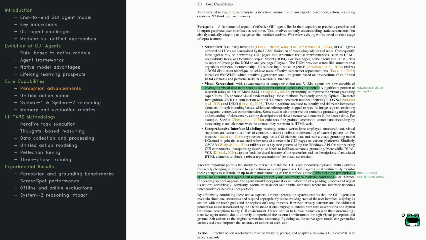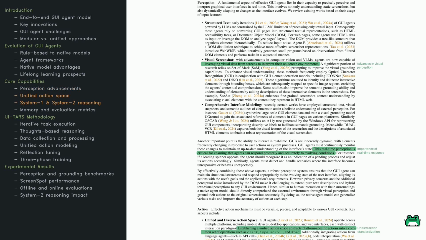A big step forward is comprehensive interface modeling, which merges textual, visual, and semantic information. Something like UGround can map GUI components across different platforms, while OSCAR adds labeled metadata for deeper understanding. And because many interfaces are dynamic, agents have to watch out for changes like loaders or placeholders. Keeping actions grounded to the original screenshot and staying aware of updates helps maintain accuracy.